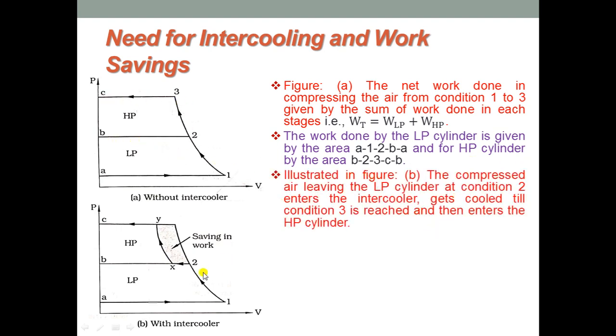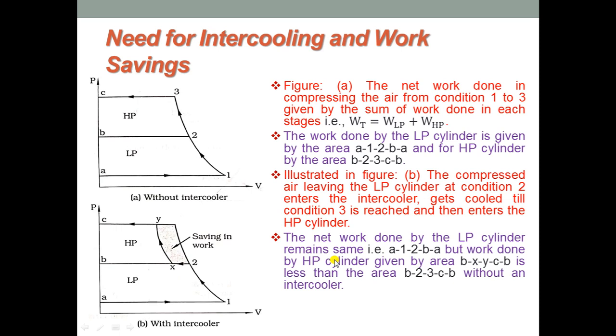As illustrated in figure B with the intercooler, the compressed air leaving the LP cylinder at condition 2 enters the intercooler and gets cooled till condition 3, and then enters the HP cylinder. That is condition 3, which here is X. The net work done by the LP cylinder remains the same, that is A12B, the same as A12B without intercooler, but the work done during intercooling is BXYCB.